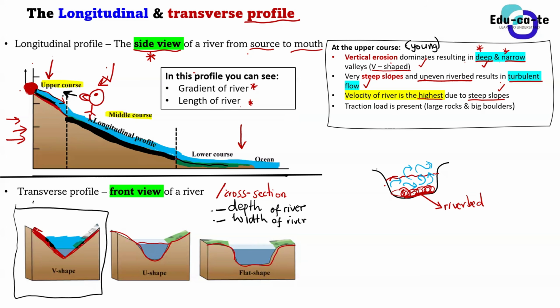All right. So I was talking about velocity, guys. The velocity of the river is the highest due to steep slopes. The river is flowing so fast. It's because there's a very steep slope. Water is flowing quickly, rapidly.